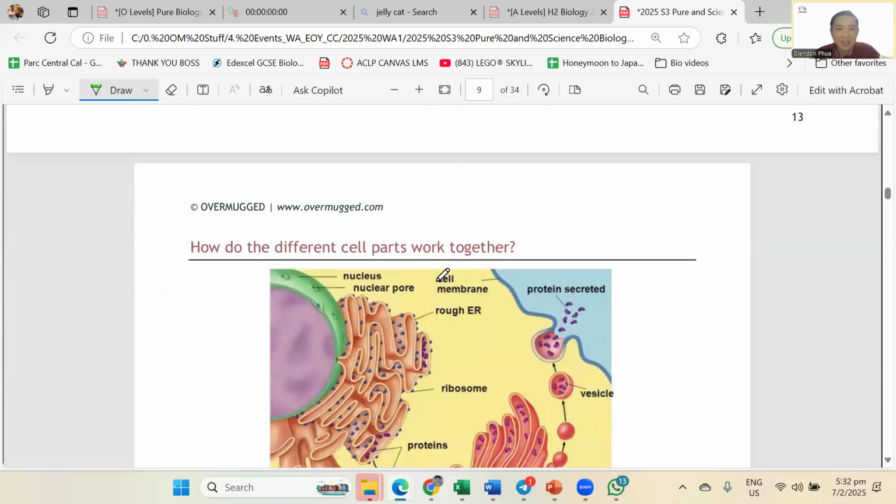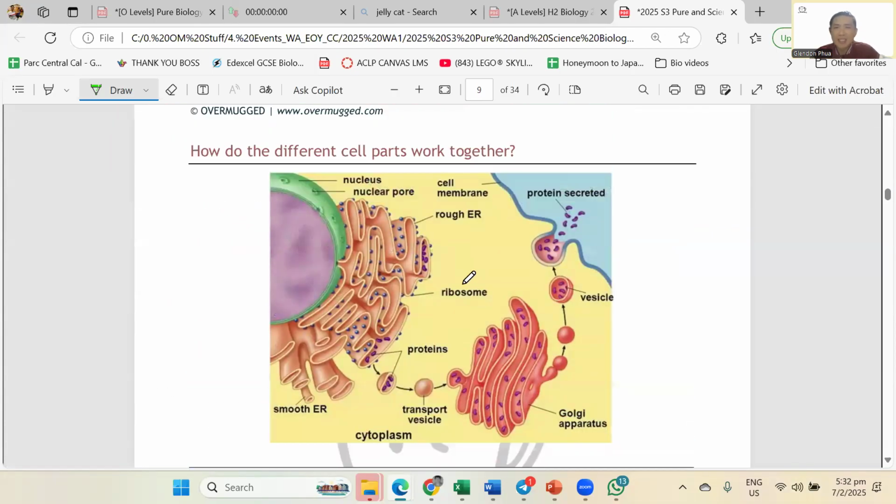Okay. Now, how the different parts work together, this one sometimes will come out as a structured question. I want to guide you here. It's very, very straightforward. Go with the marketing story that I said. It starts with the RER. So I have the protein at my RER. The protein will bud off from my RER and go to my Golgi to be modified. Basically, in my story, the advertisement must go to somewhere else, the advertising company, to be modified.